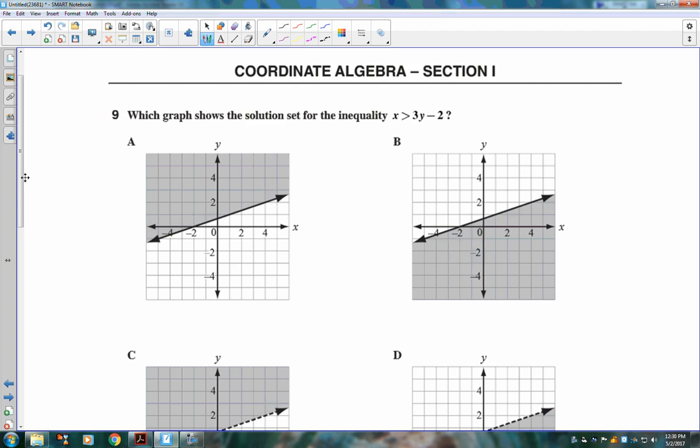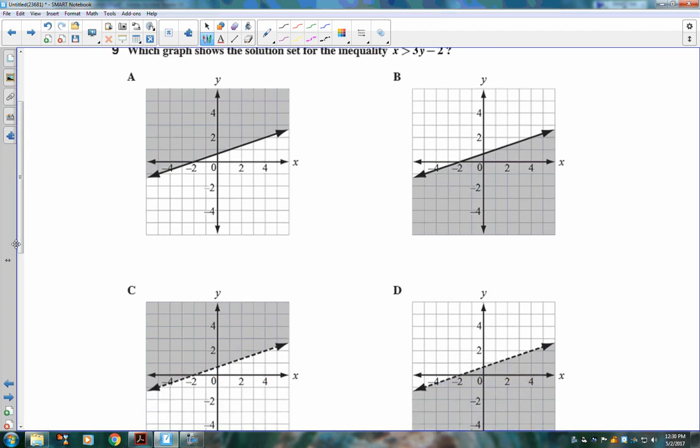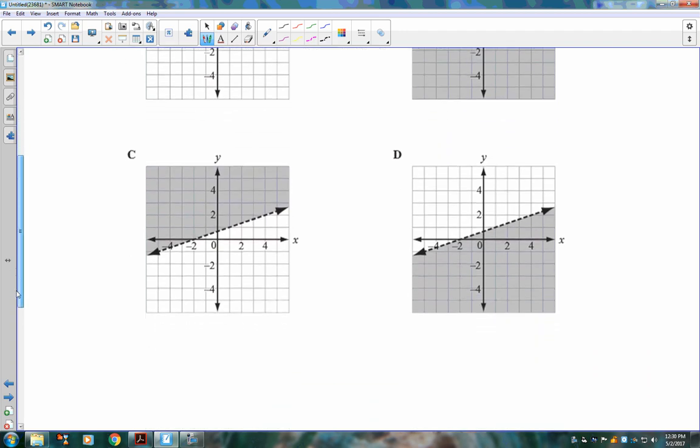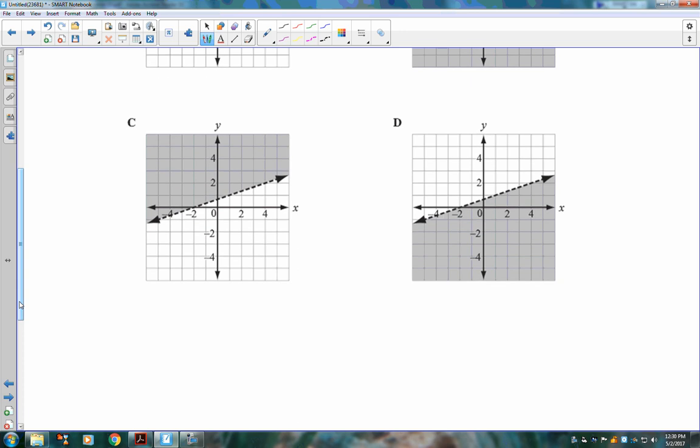First of all, it says greater than and not greater than or equal to, so we can eliminate A and B. So the only thing I have to do is check for the shading. So let's pick a point on the graph. It doesn't matter if it's in the shaded portion or not. I'm going to pick 0, 0. So if it turns out 0, 0 is not a solution to C, it is a solution to D.